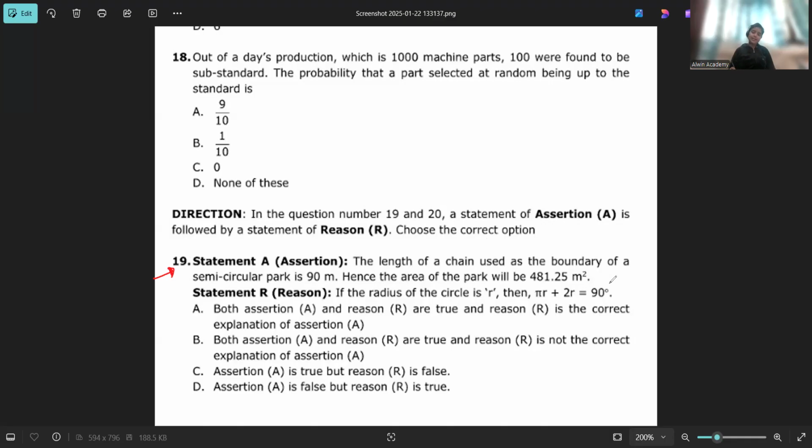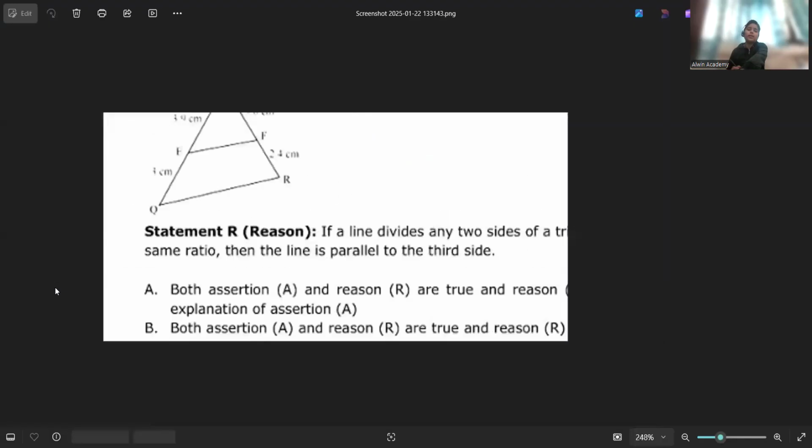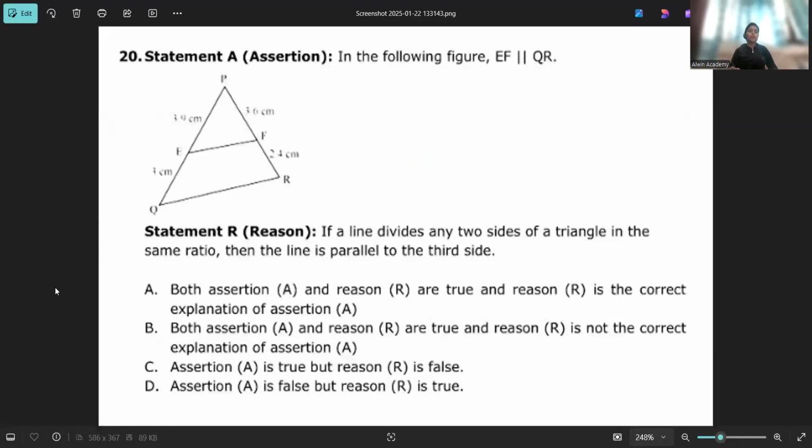And in this case, assertion is true if we find the radius from this particular boundary. If this is a semicircular park, then the boundary is actually 2r plus pi r. So reason is also correct, and using this only we can find the radius and then find the area. So option number A is the correct answer. Both assertion and reason are true, and reason is the correct explanation also. Going to the next question.